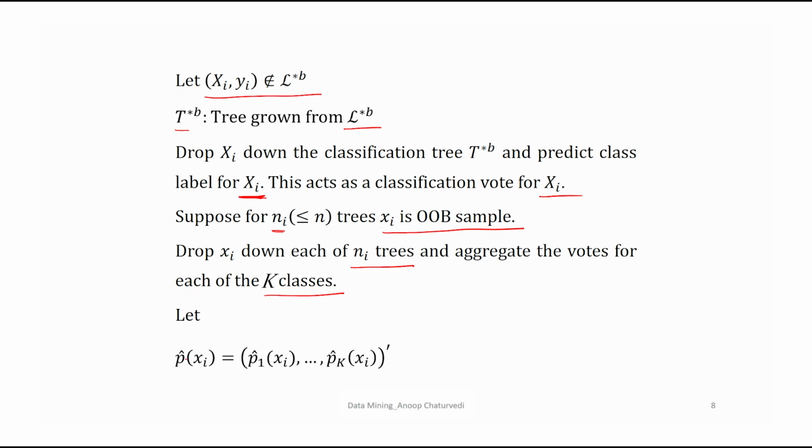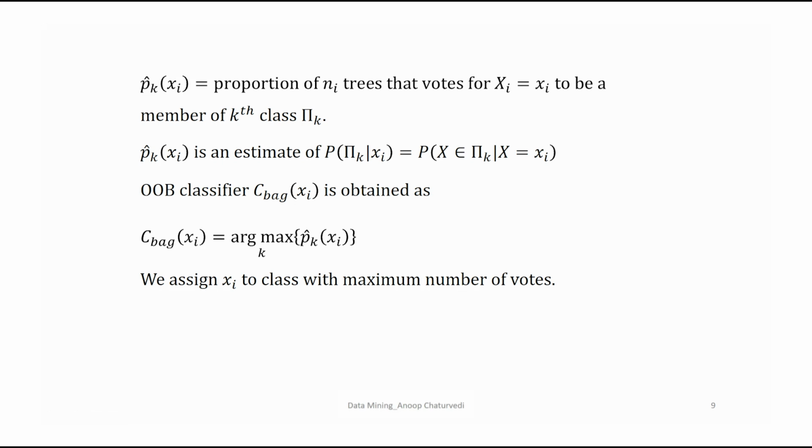And suppose p hat(xi) = (p hat 1(xi), ..., p hat k(xi))ᵀ. Now, p hat k(xi) is the proportion of the ni trees that voted for Xi = xi to be a member of the kth class, πk. We are denoting the kth class by πk. And then p hat k(xi) is an estimate of the probability of πk given xi.